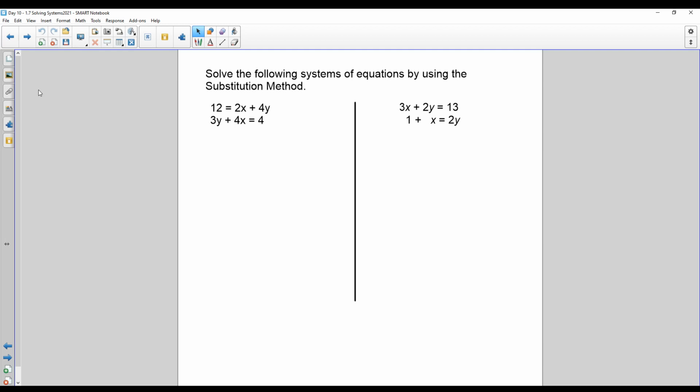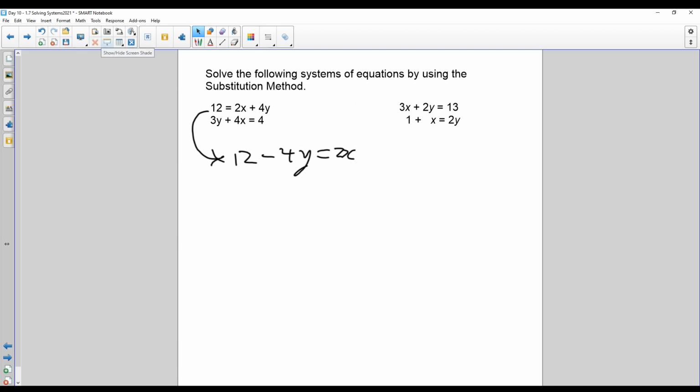I'm only going to do the first one, not the second one. So I'm going to take this top equation and isolate maybe the x from it. We could have isolated anything else, but let's just go with x from the first equation. So I'm going to say that 12 minus 4y is equal to 2x. I just took the 4y from the right and subtracted it from the left.